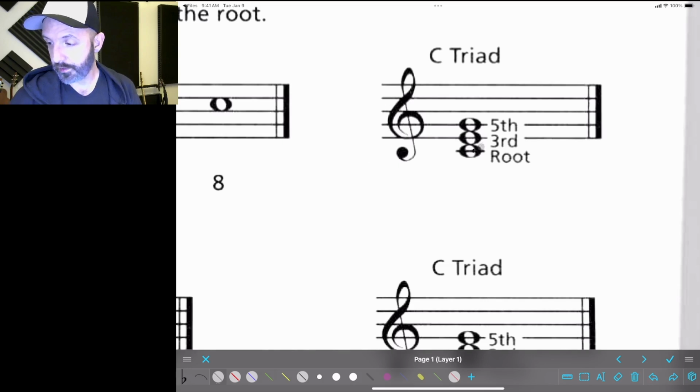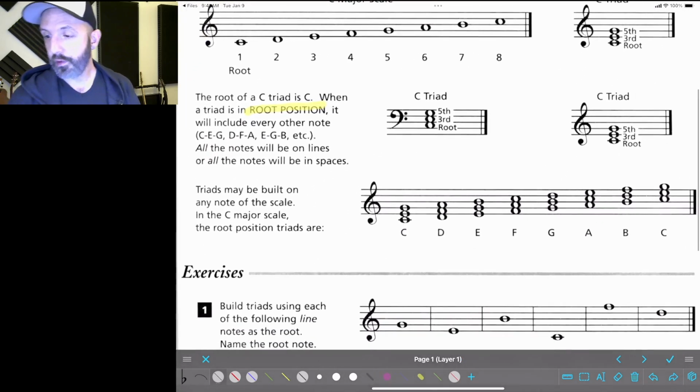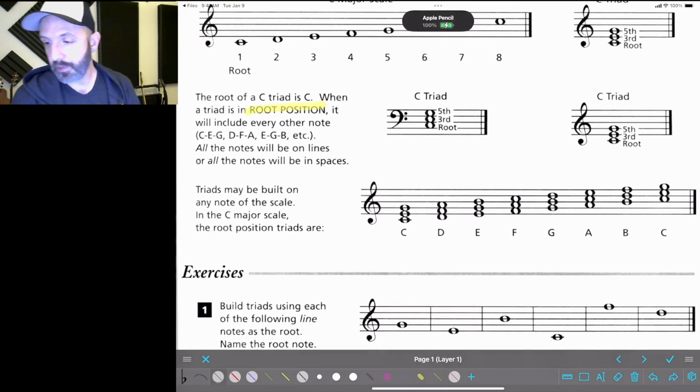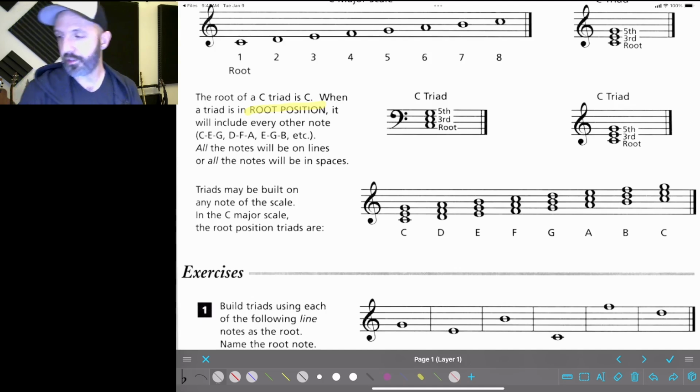See if I can get my cursor. 1, 2, 3, 4, 5. Pretty self-explanatory, hopefully. The root of a C triad is C. When the triad is in root position, it will include every other note. All the notes will be on. Okay, so they're just talking about when you stack thirds.